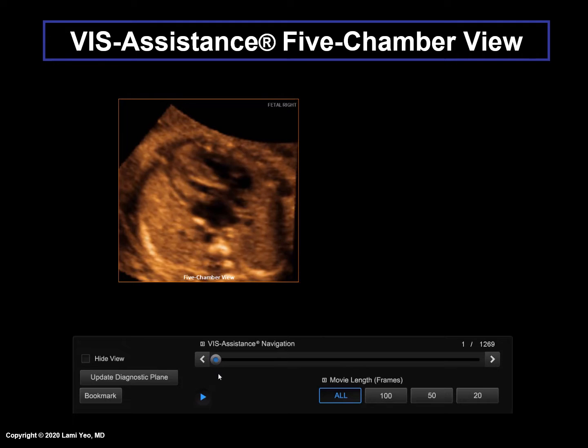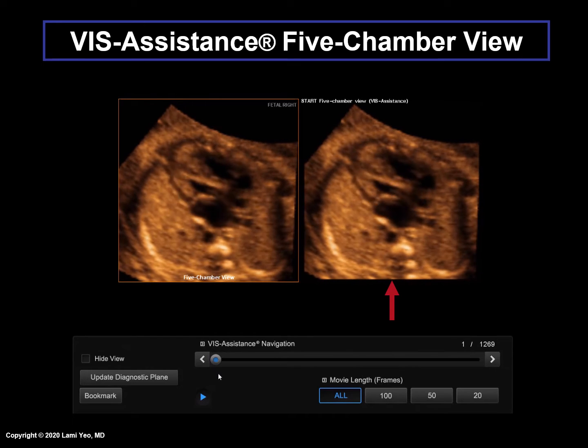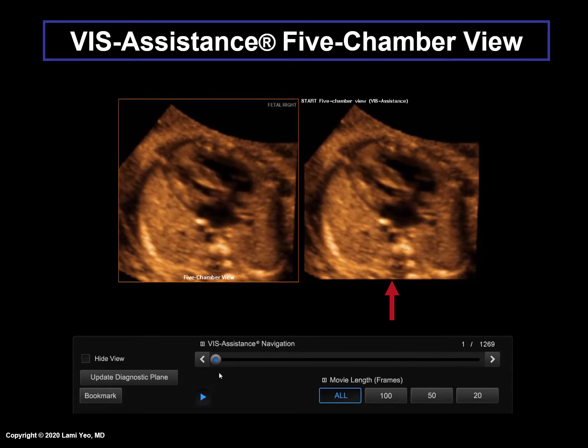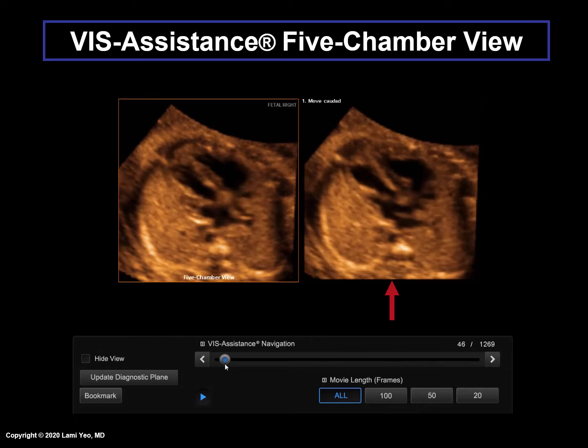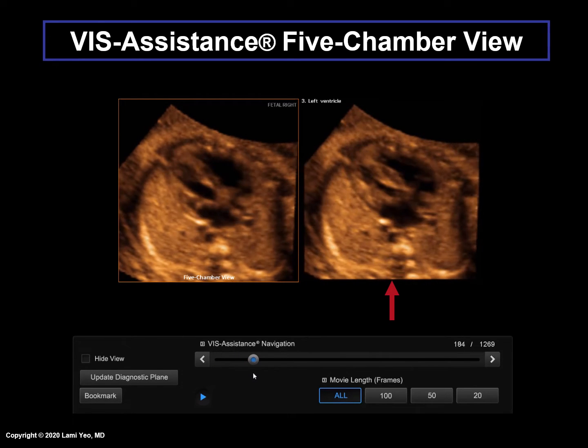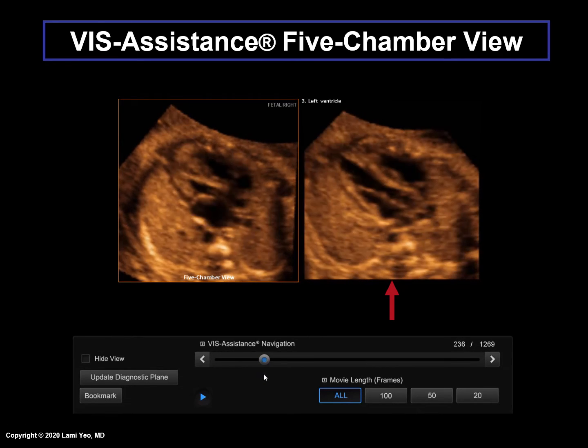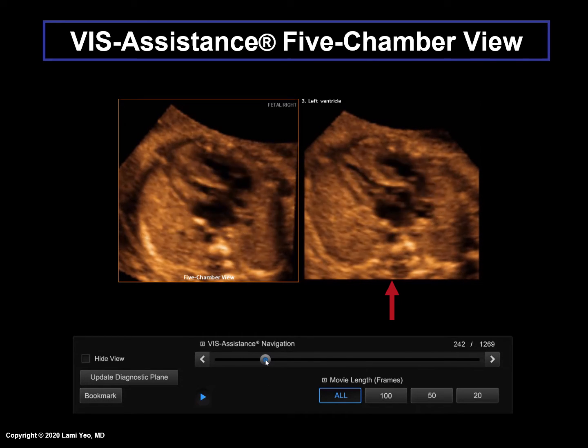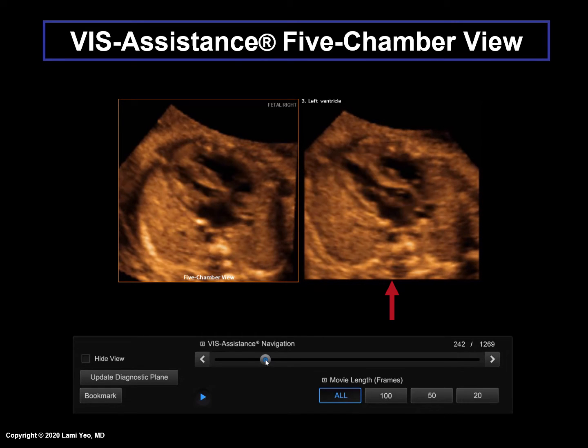The 5-chamber view diagnostic plane is shown on the left side and appears normal. However, when VISA is activated, 2 parallel great vessels arising side by side from the ventricles are now automatically shown, which is consistent with complete transposition of the great vessels. If the user had only studied the diagnostic plane shown in the left image, the diagnosis of this critical congenital heart defect would likely have been missed.